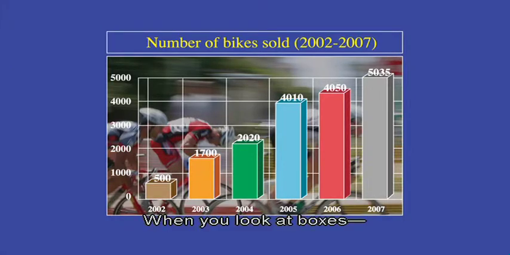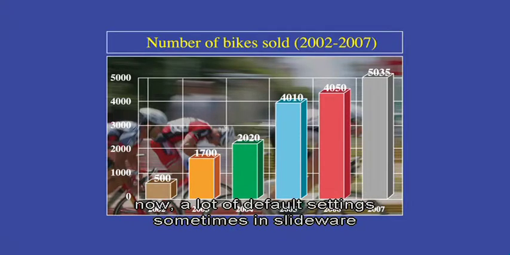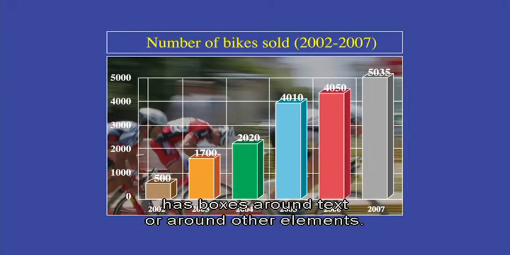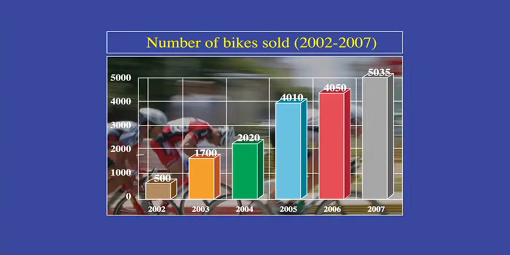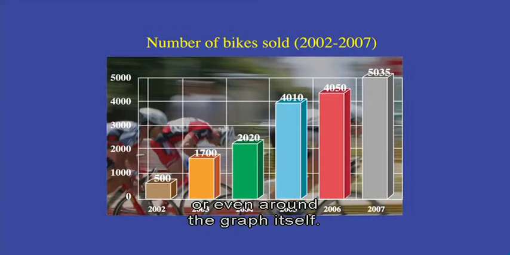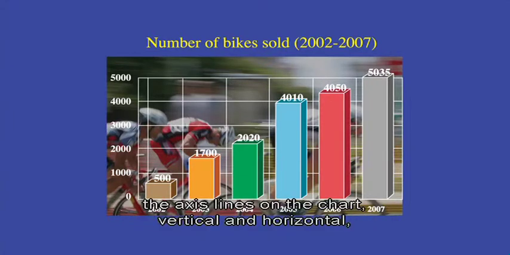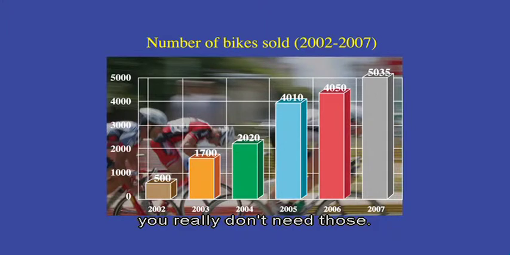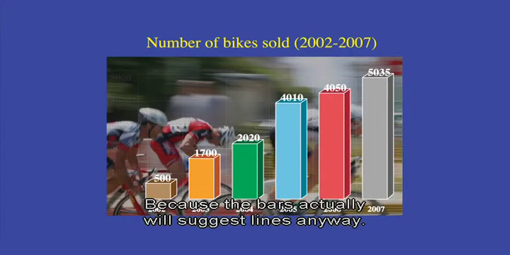When you look at boxes, a lot of default settings in slideware have boxes around text or around other elements. We don't need these lines around the text or even around the graph itself. When you look at the chart, the axis lines, vertical and horizontal, you really don't need those. You can either make them very thin or remove them altogether, because the bars will suggest lines anyway.